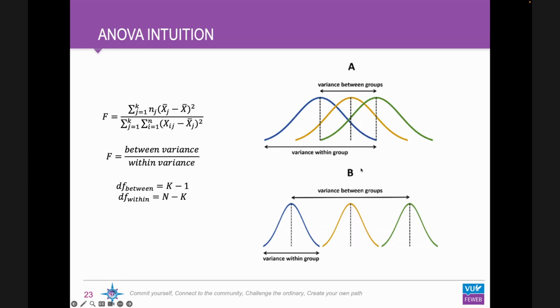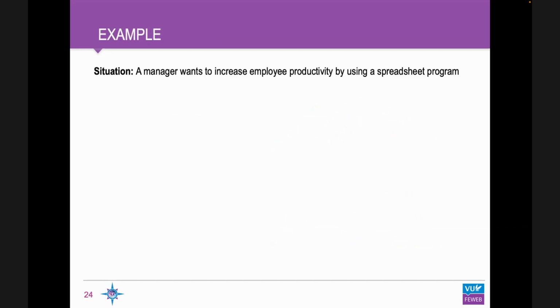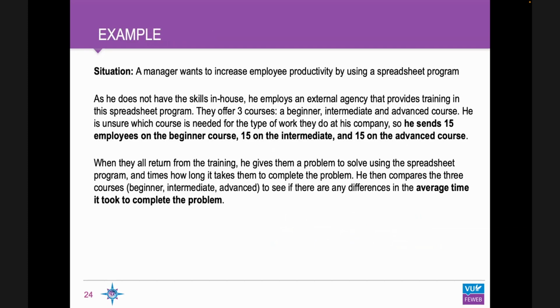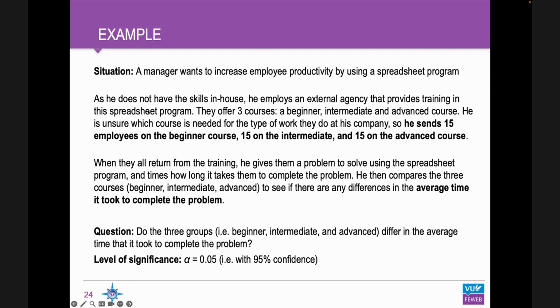meaning that the means are not different between these three groups. But if you look at situation B, the variance between groups is very large, but the variance within groups is very low. So you see the separation of these three groups in terms of their means. This is the intuition behind ANOVA. This is how we use variation to compare means.